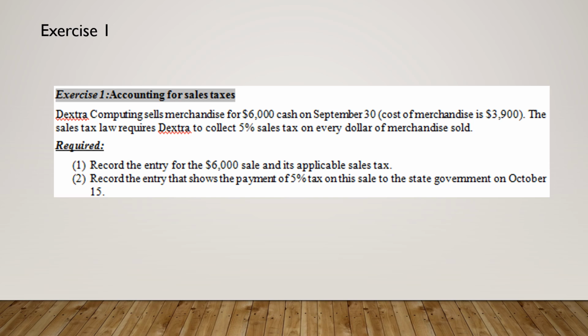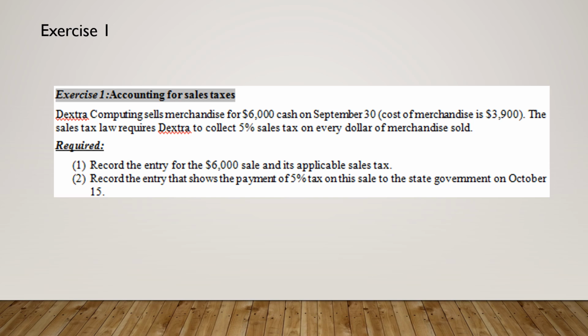Okay, exercise 1. Dextra Computing sells merchandise for $6,000 cash on September 30th. Cost of merchandise is $3,900. The sales tax law requires Dextra to collect 5% sales tax on every dollar of merchandise sold. Again, as we have repeated so many times, why do I have these two numbers, the 6,000 and 3,900? Because I will make an entry for recording the revenue, the sales, and another entry for recording the COGS, the cost of goods sold.